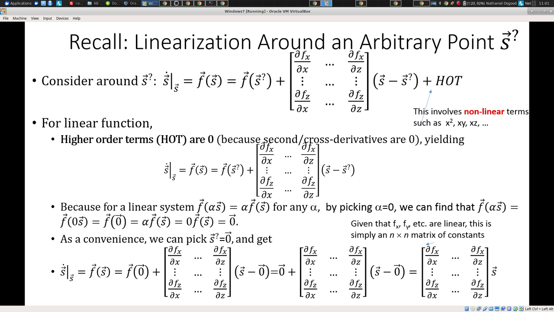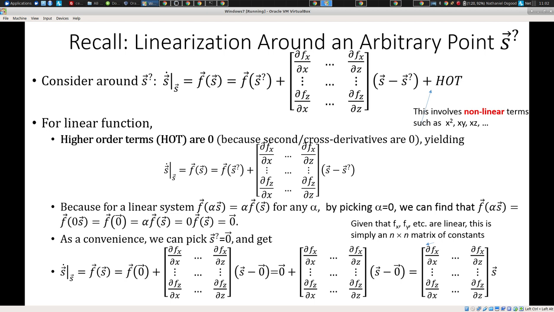f of s⁰ plus this Jacobian times that. And here, as a convenience, we can choose s⁰ as 0. So then we get f of 0 plus... this is true for any arbitrary point s⁰, so we're going to pick s⁰ equals 0. And if we just plug it into this top equation, the state equations, which are s dot equals f of s, turn into, by this expansion at the top, f of 0 plus the Jacobian times s minus 0.